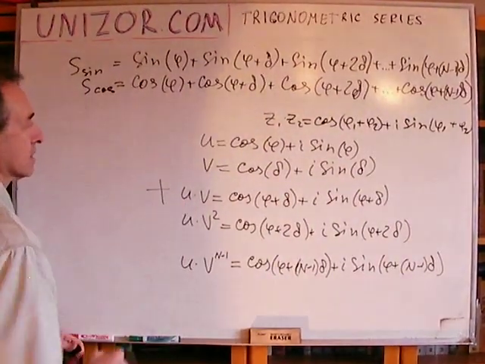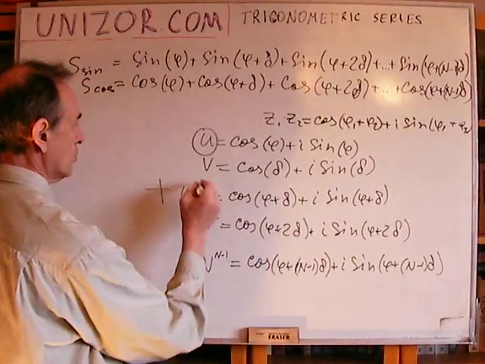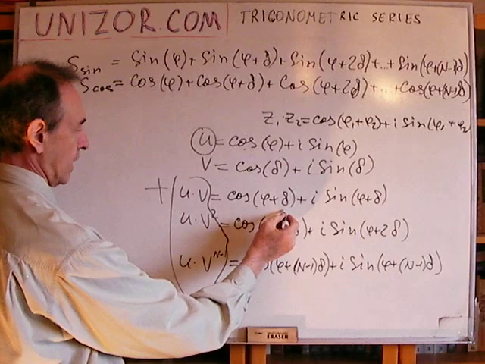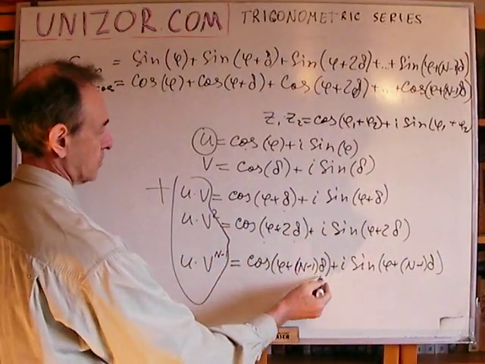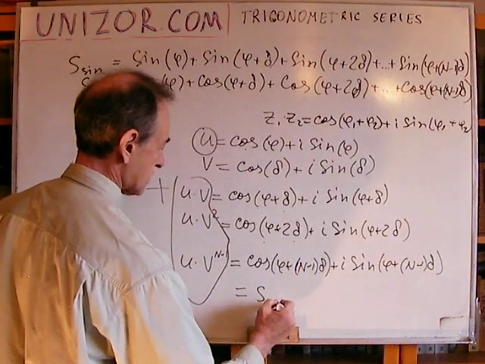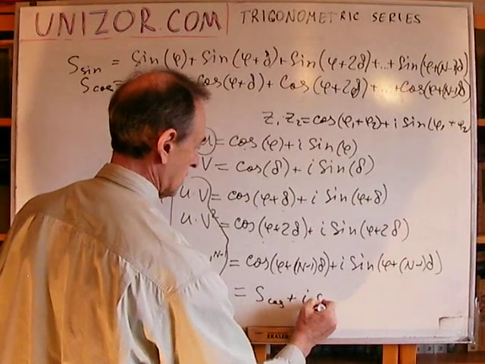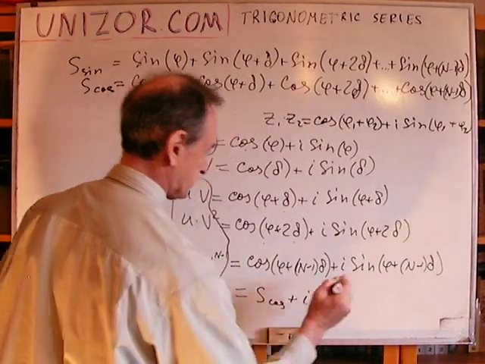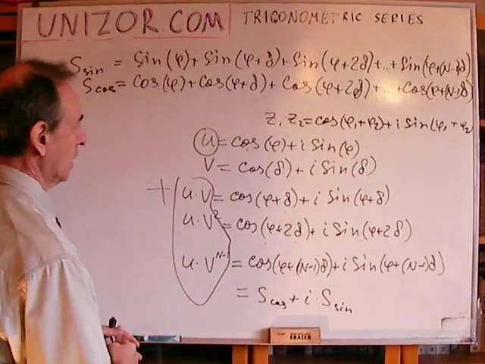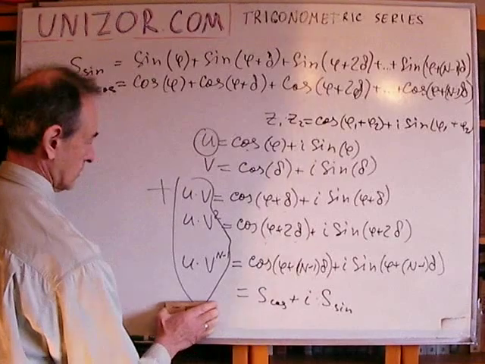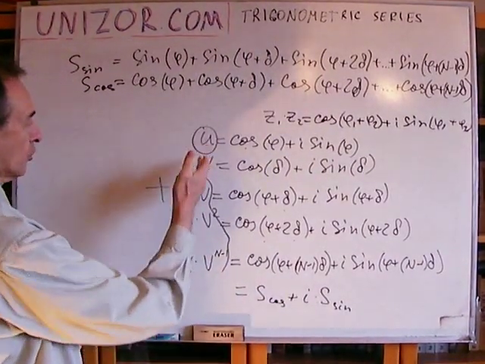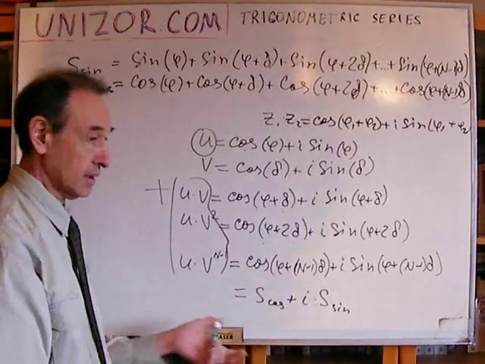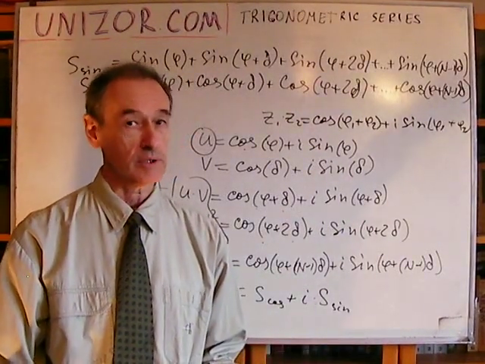So let's just sum them up together. So I will sum U and all these guys. So what will I have? Cosine of phi, phi plus delta, phi plus 2 delta, etc., phi plus n minus 1 delta. So this would be S cosine plus i S sine. Well, that's what I will have on the right side. What will I have on the left side? What is U plus UV plus UV squared, etc., plus U times V to the power of n minus 1? Well, obviously it's a geometric progression, and we know how to sum a geometric progression, right?